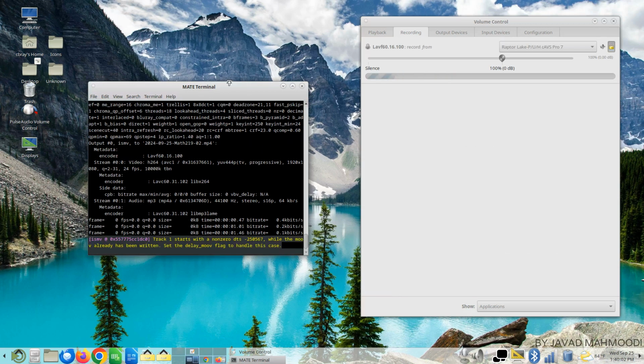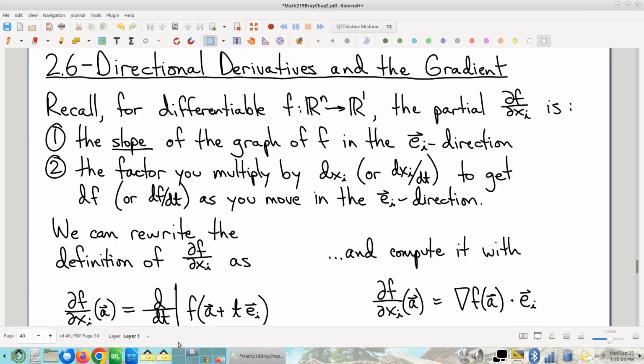Okay, off we go. So here's where we were last time. We kind of started talking into section 2.6, but I hadn't really quite got around to making a point yet. So I've flashed back to some old observations about partial derivatives.